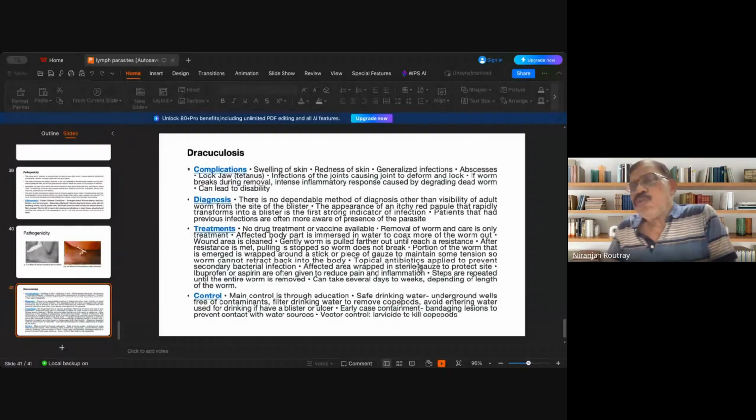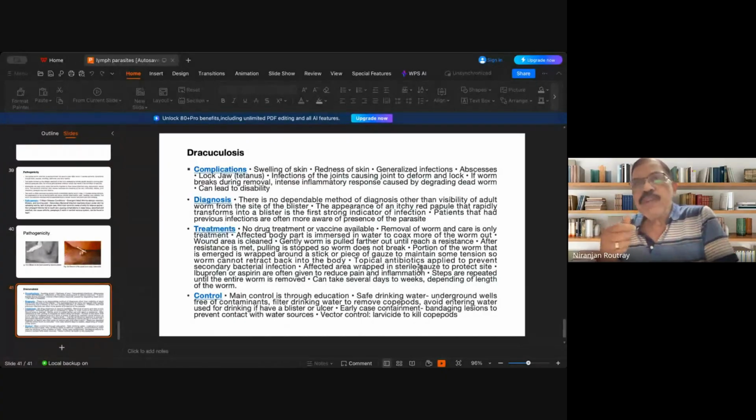Care mane joti blister hela, just you bandage it, you cover it, not to allow for secondary infection by bacteria and other parasites. Wound area is to be cleaned gently. Worm is gently pulled out. If it is seen near the hole opening of the blister, it is simply gently pulled farther out until reach a resistance.